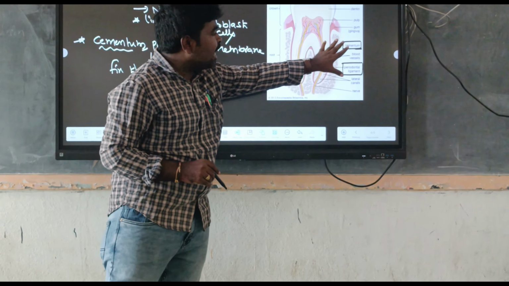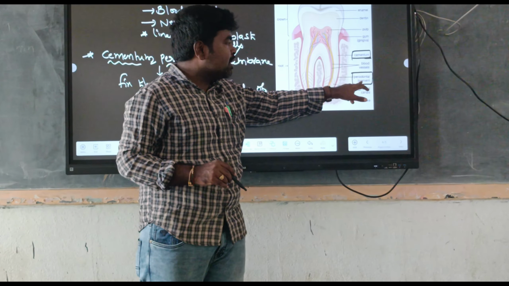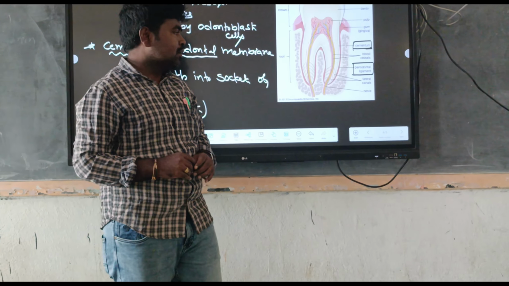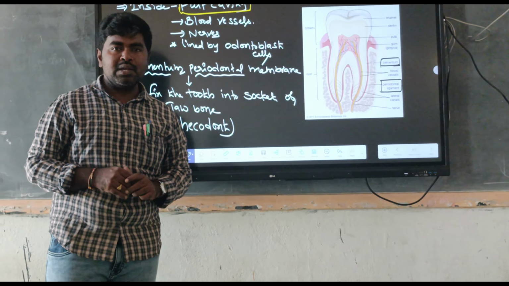Now which structures help to fix the tooth into the socket of the jaw? Both cementum and periodontal ligament. So this is the short information on the structure of the human tooth.